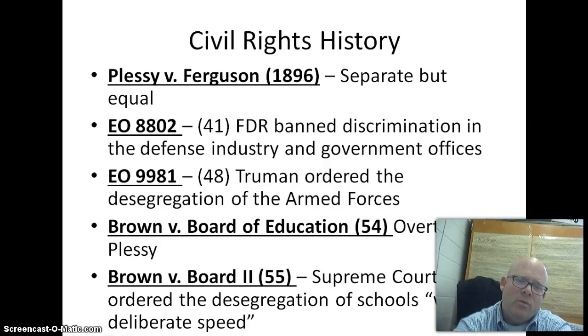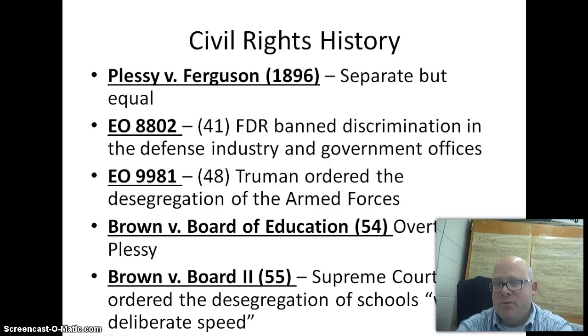Then we're going to look at executive orders. We have 8802, where FDR is going to ban discrimination in defense industry and government offices. Executive Order 9981 in 1948, Truman is going to desegregate the armed forces. So we see there not only are there court cases, but also executive orders, which are going to lead the push here for civil rights. As you know, sometimes Congress is a pretty tough place to get things accomplished. So you can see here that by the courts and by executive orders, that's how a lot of the heavy moving is going to take place before we get into the 1960s.